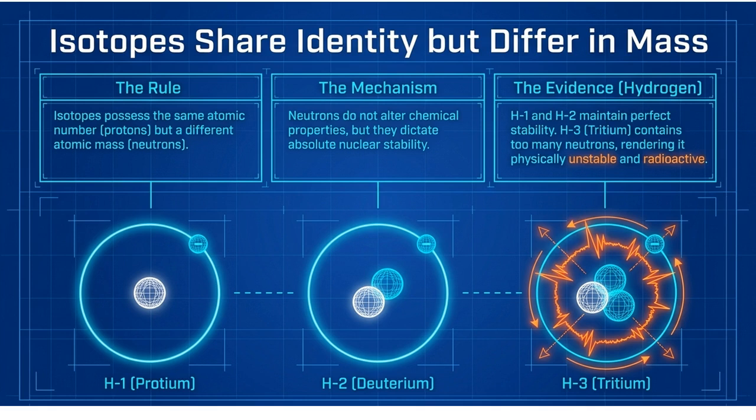For example, hydrogen has three isotopes: protium H1 and deuterium H2 are perfectly stable. However, tritium H3 contains too many neutrons, rendering it physically unstable and radioactive.